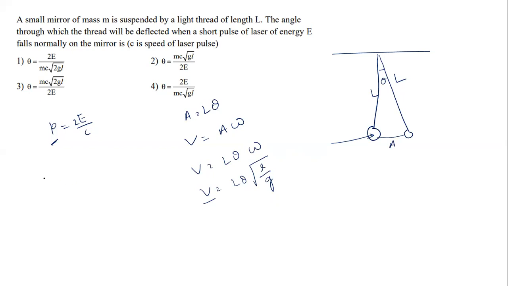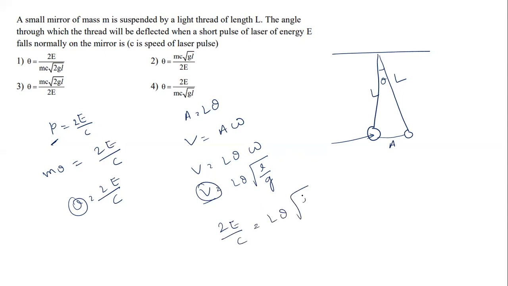How do you write? Momentum mv is equal to 2E by c. V is equal to what? 2E by mc. So this velocity, clear. So 2E by mc is equal to L theta under root of g by L. They're asking theta. So this we can write as 2E root L by m c L root g. Clear? Am I correct or not?